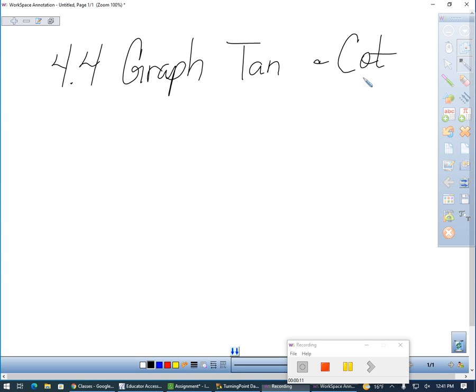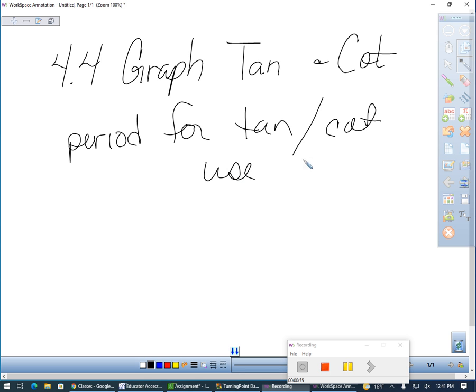So the one special thing about tangent and cotangent is that if you look at your unit circle, it doesn't take it all the way around before it starts repeating. You know how we said our normal period is 2 pi? For tangent and cotangent, you'll notice the top half and the bottom half are exactly the same. So it's only a period of pi that we're going to use. Okay? So period for tan and cotangent, use pi over b. Before we did 2 pi over b, now it's just pi over b for these two.